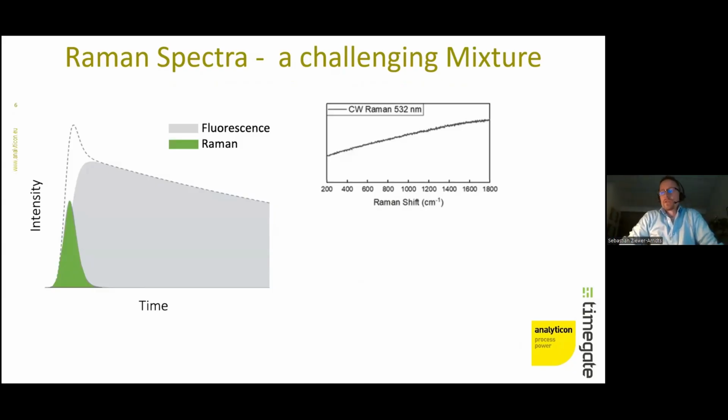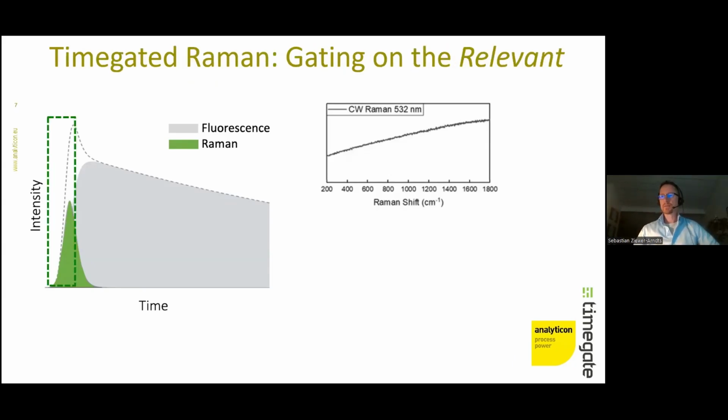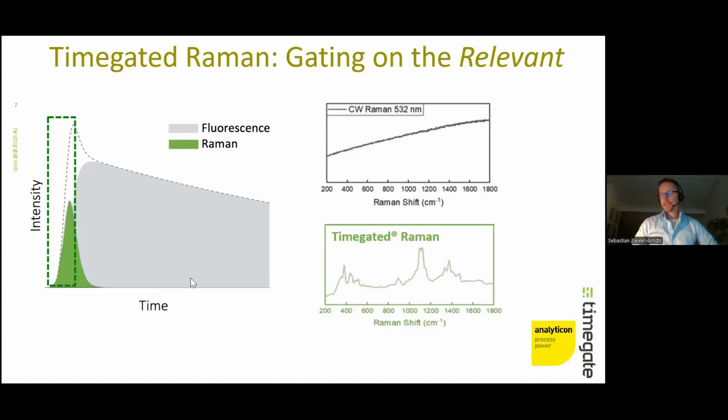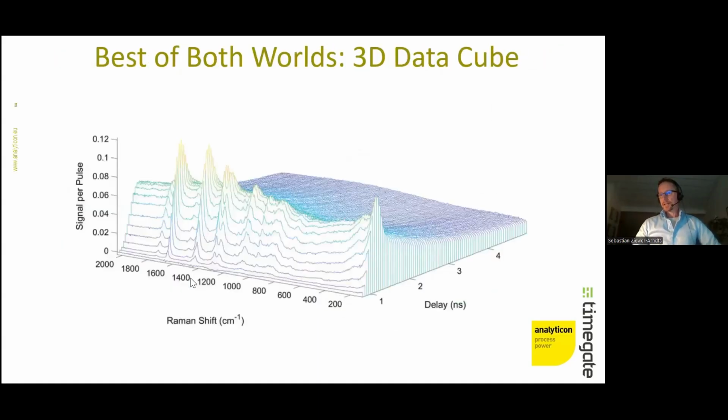Why do we see that? On the left, you see a plot with the typical spectrum, and what you can see is that the Raman scattering comes at a different time than the fluorescence. It's not a big difference, but there is a difference. And how would it be if we were able to set some kind of time gate on our spectrum and just focus on the early signals? That's exactly what Timegate is doing. They have the possibility to make a real fast gating on those signals, and then you see an improved signal. So that's what they do.